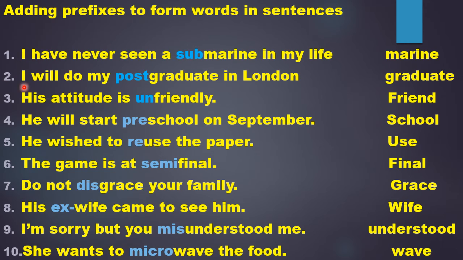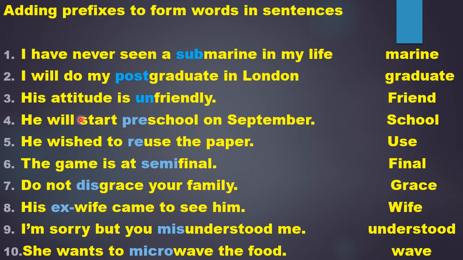Number two, I will do my postgraduate in London. Graduate has the prefix post in front of it and the word becomes postgraduate. Now the next one is, his attitude is unfriendly. Friend has un in front of it. It becomes unfriendly. That's not friendly. Remember we said un means not.